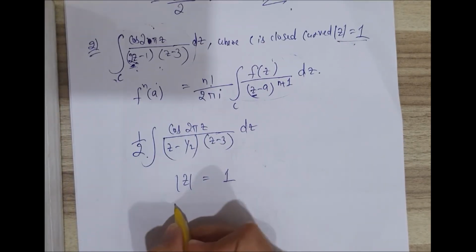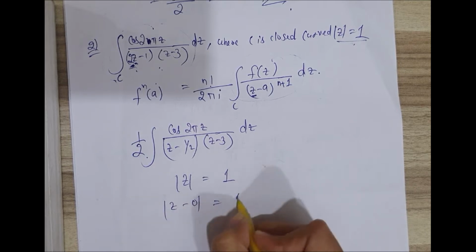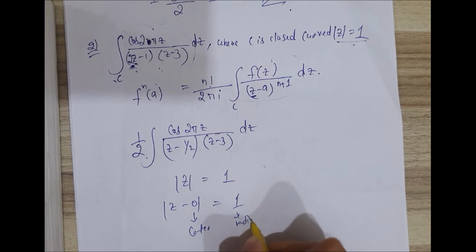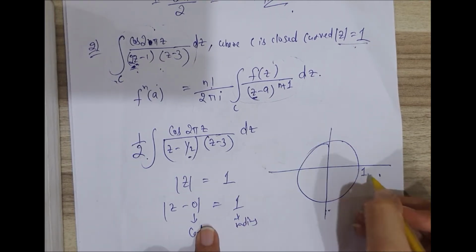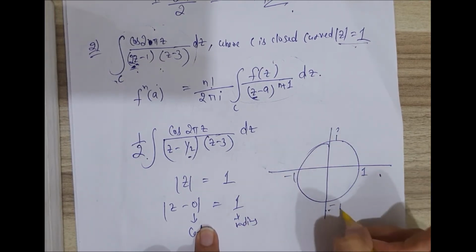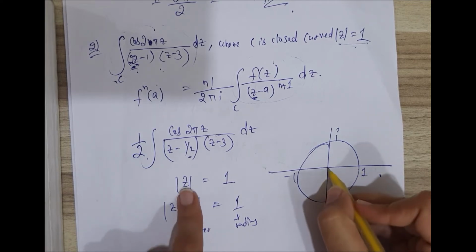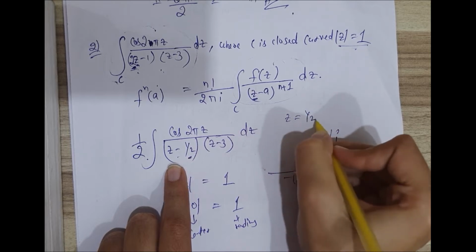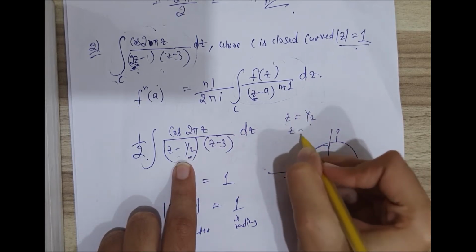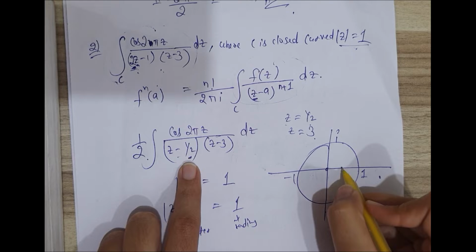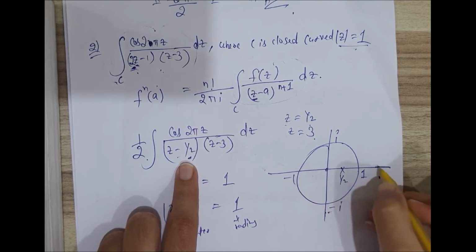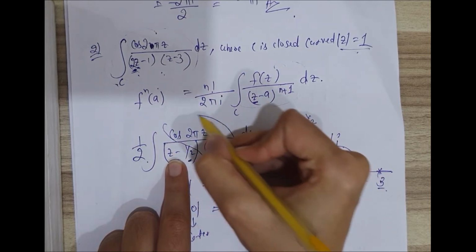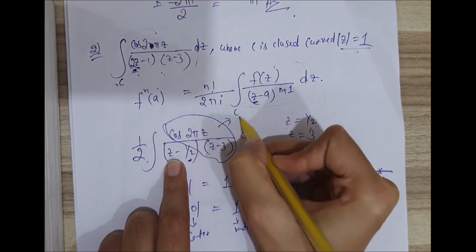That is equal to 1. It means this is the center and this is the radius. Now plot it. This is 1, this is minus 1, this is iota, this is minus iota. The center is here. Now where do the poles lie? There are 2 poles. One pole is half and the other pole is 3. A pole which lies outside the circle comes under f(z). Now we got f(z).